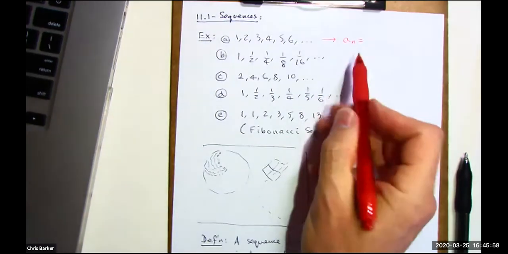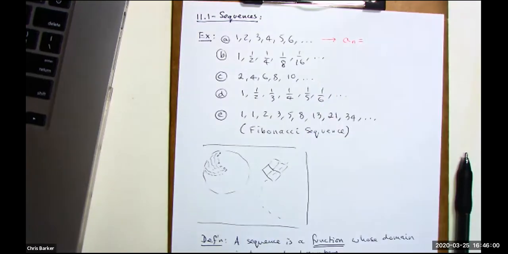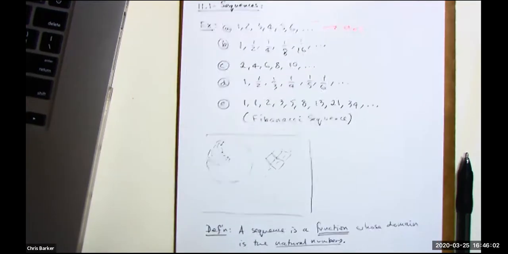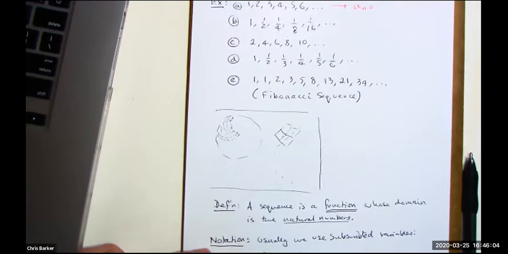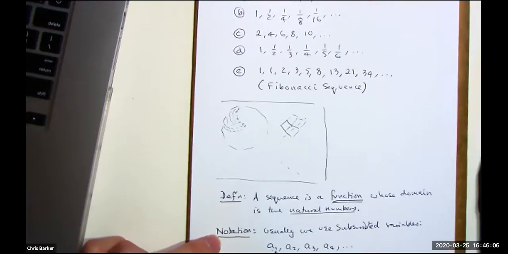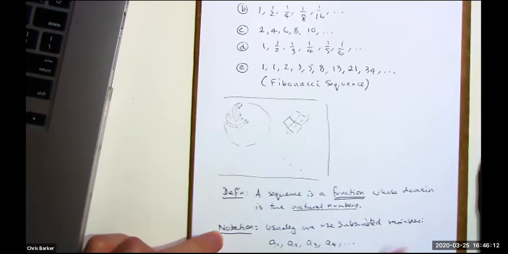You can think of n as these subscripts, like A sub 1, etc. You can think of that as being like the input. The subscript is the input, and the A sub 1 is the output. So this is kind of like saying f of 1, f of 2, f of 3, f of 4.